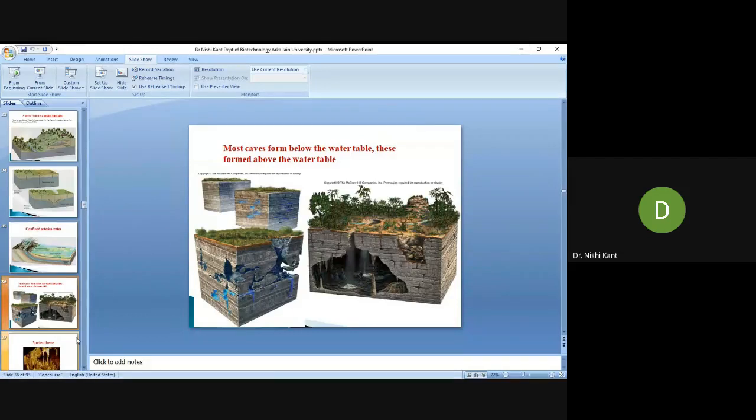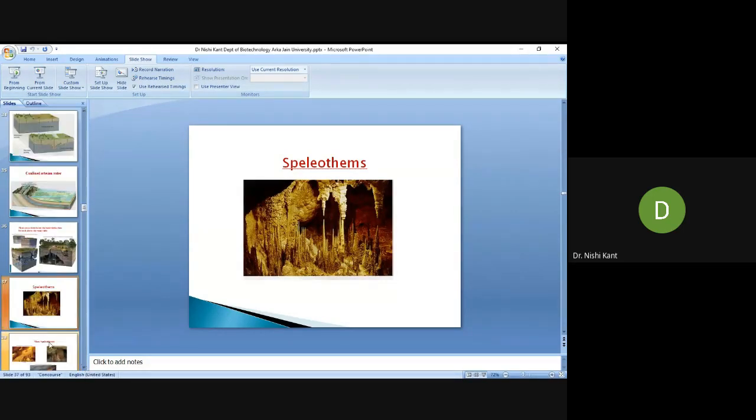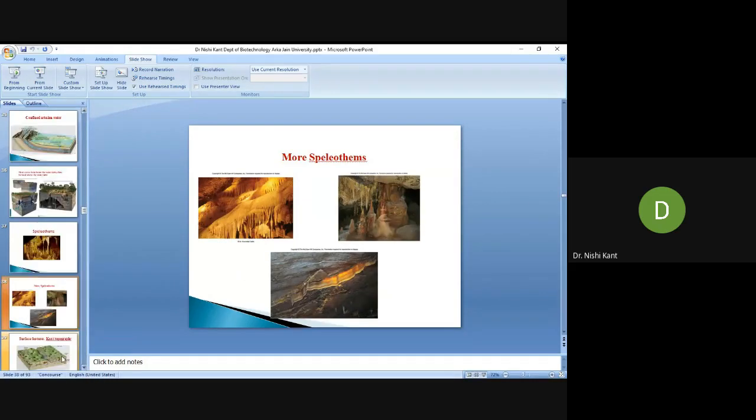Some famous caves and speleothems are Mammoth Cave, Shenandoah Caverns in Virginia, Carlsbad Caverns in New Mexico, and many more. The main speleothems are stalactites, which grow from the cave roofs, stalagmites, which grow from the cave floor, and columns, which result from the stalactites and stalagmites merging. More speleothems.